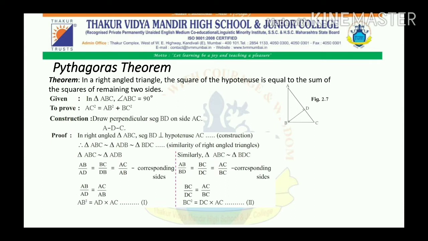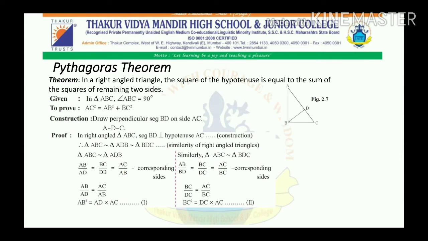In triangle ABC, we have drawn by construction the perpendicular BD to hypotenuse AC, and you can say A-D-C, that is D is in between A and C. Betweenness we are showing here. Now the proof. In right angle triangle ABC, segment BD is perpendicular to hypotenuse AC by construction.